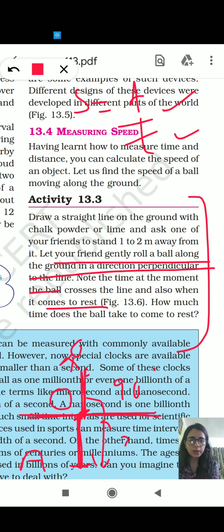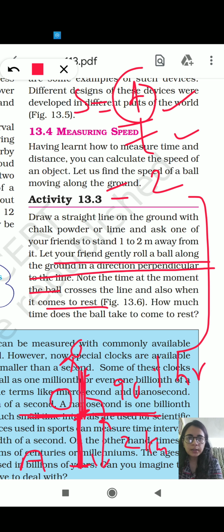Suppose this is 2 kilometers, for example, and you have noted the time, because your friend was standing here, he dropped the ball and you were the one who noted the time. Suppose the time comes out to be 1 hour. So we know the distance is 2 kilometers and time is 1 hour. So the speed comes out to be 2 kilometers per hour. This is the way we measure speed. If we know the distance and the time, then we can measure speed by dividing distance by time.